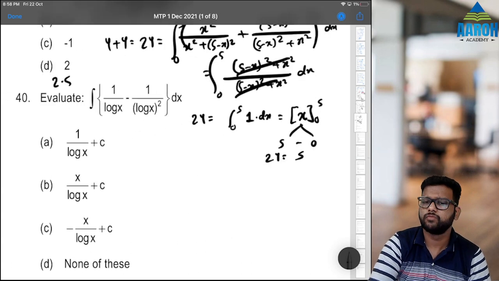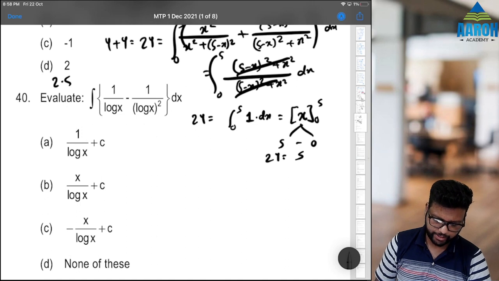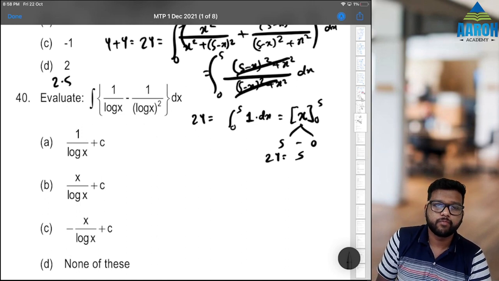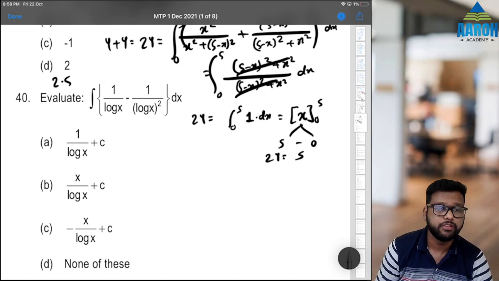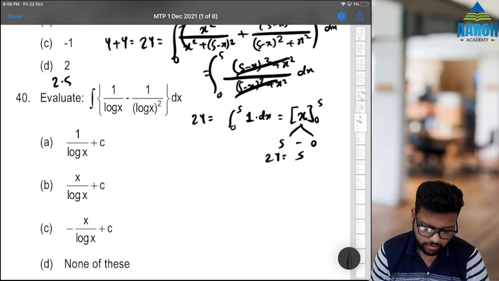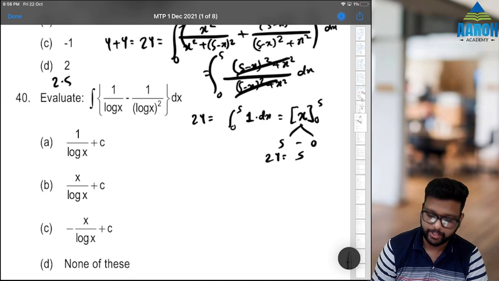Okay, so the last one for this section A. Evaluate this integration: 1 by log x minus 1 by log x bracket square. Now you can solve this, but if you solve it directly, it is going to take too much time, because we'll have to use integration by parts here. So don't do that. Instead, going by options would be a good way here.